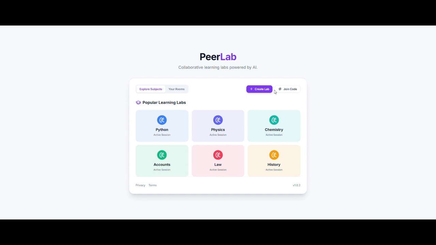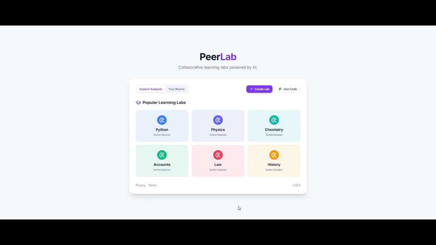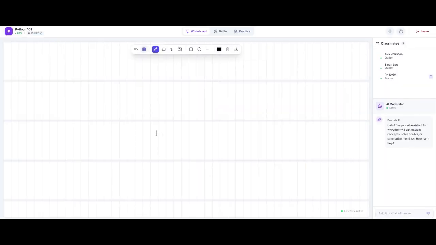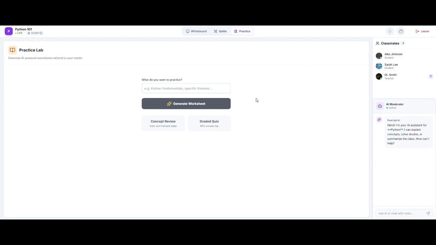So, PeerLab allows students to create or join subject-based learning rooms for subjects like Python, physics, chemistry, accounts, law, history, or can create their own custom subject labs that can be art, science, history, etc. and join. And inside each room, students can use a real-time collaborative whiteboard, then AI-generated battlefield quiz and practice sessions, and an AI moderator.